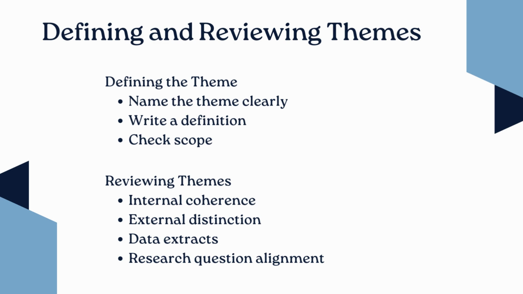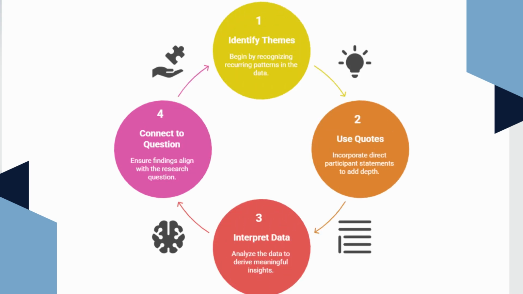If not, revise. And then research question alignment. Ask, does this theme help answer my main research question? If not, consider dropping it and do the process again. Now the main step, writing findings. How to write them? Writing findings in qualitative research is not just listing themes. It's telling the story of your data with evidence.